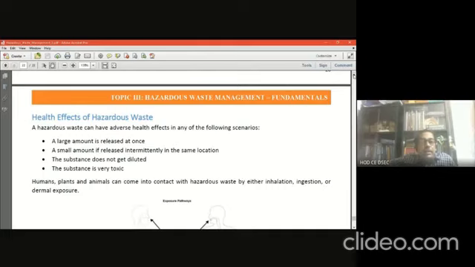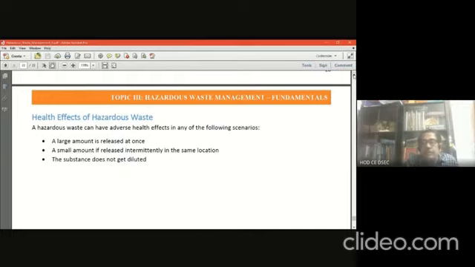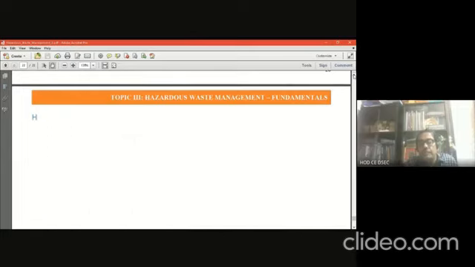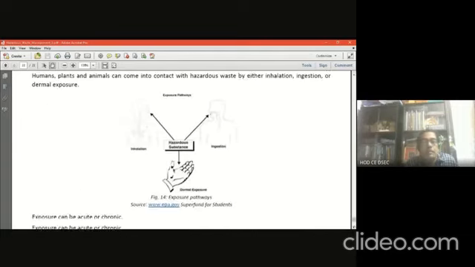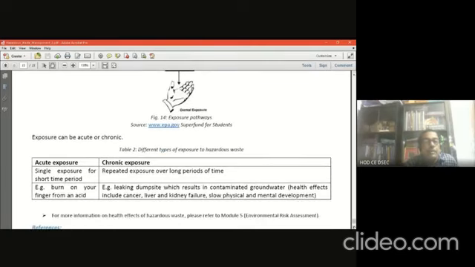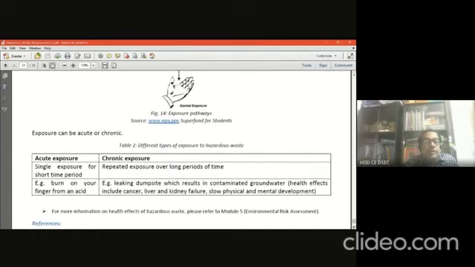Now, humans, plants, and animals can come into contact with hazardous waste by either inhalation, ingestion, or thermal exposure, skin contact. So, exposure can be acute or chronic. Acute exposure is a single exposure for a short time period. Chronic exposure is repeated exposure over long periods of time.